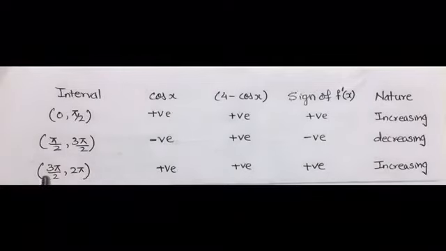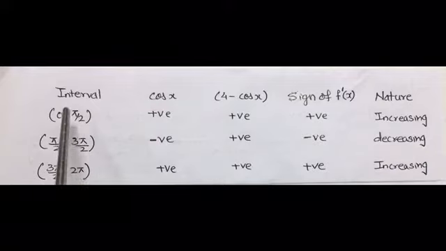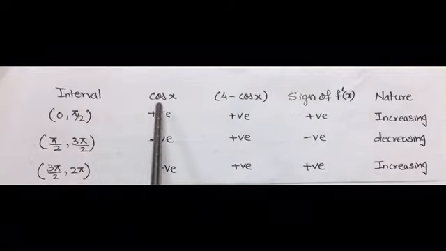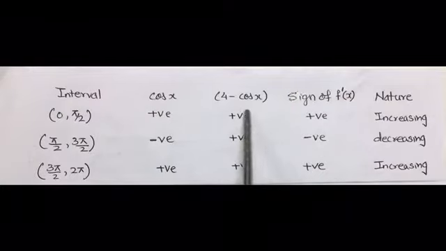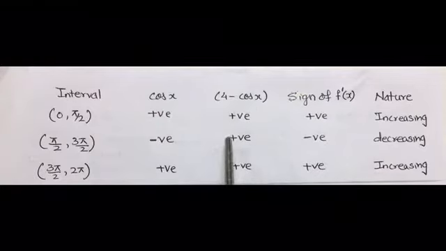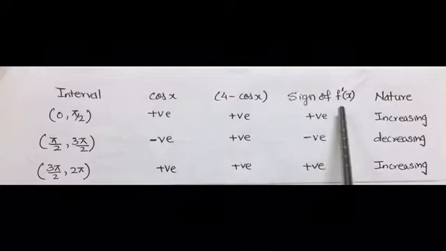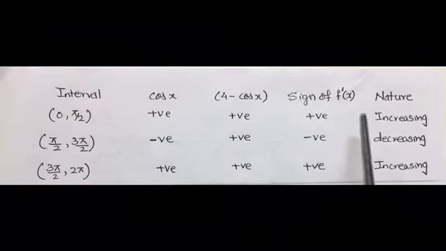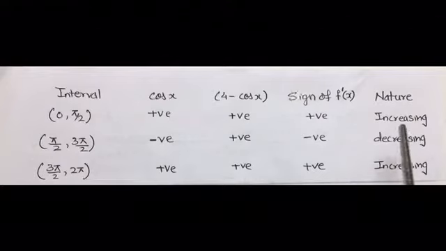Now, taking all the intervals in tabular form, we have made it for the interval. Cos x: 4 minus cos x will always be positive because cos x is less than 4, and the denominator, that is (2 plus cos x) whole square, as it is a square, will always be positive. Then the sign of the first derivative, that is f dash x, and the nature.